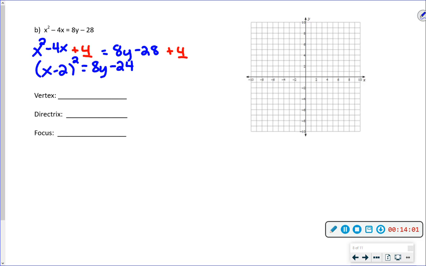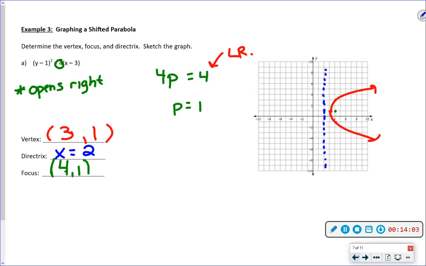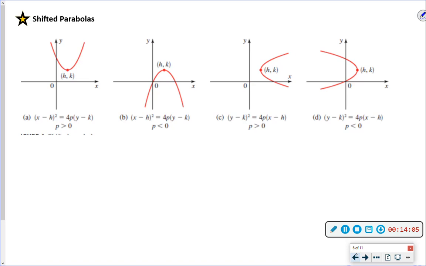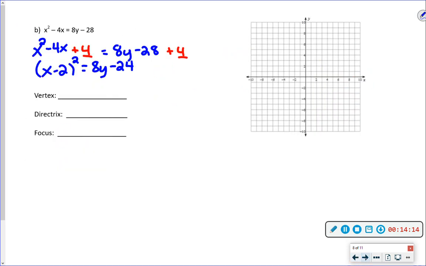Now I'm going to do one more thing, and I should have left myself a little more room to do this. Remember your standard form, we want that 4p in front, we want that coefficient so you can figure out what p is and the length of the latus rectum. So I'm going to factor the right. I can pull an 8 out on the right. So 8 times (y minus 3). So now I have it in the form. I can do it just like the last one and get all the info.